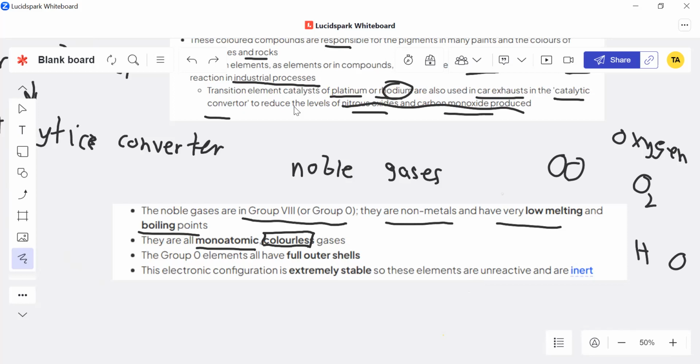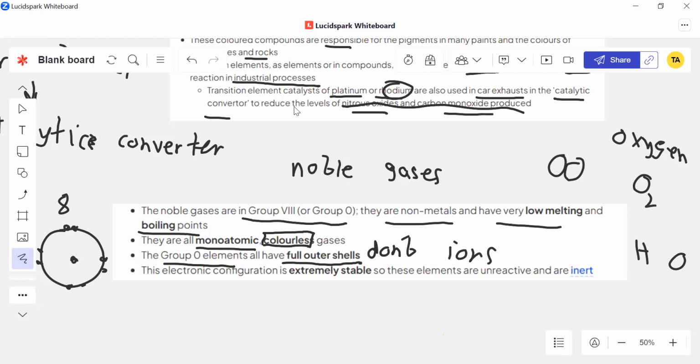Moving on, group zero elements or the noble gases have full outer shells. What do I mean by this? The outermost shell of a noble gas is completely filled with 8 electrons. They can't remove or gain any electron because they already have 8 electrons in their outermost shell. So they don't really form ions, because they have a complete outer shell.